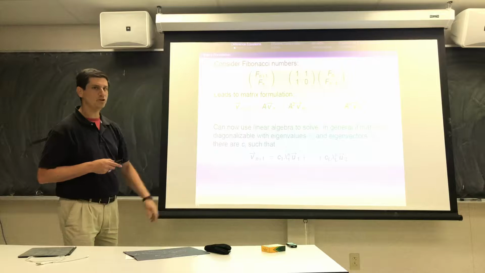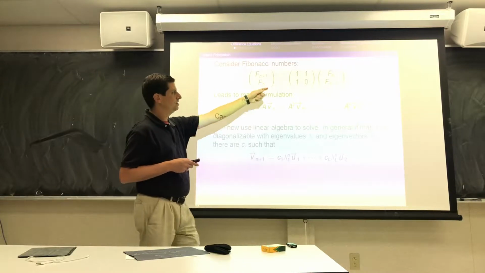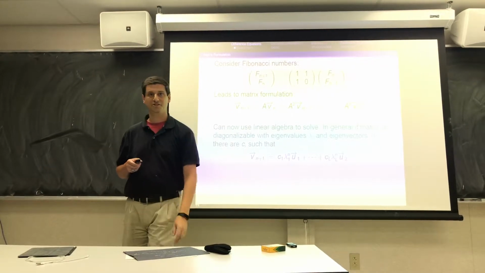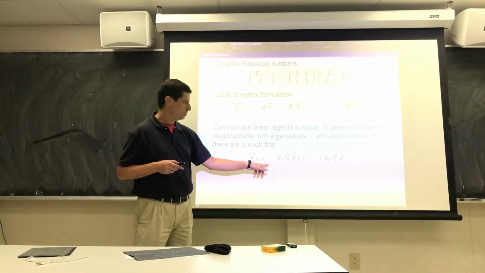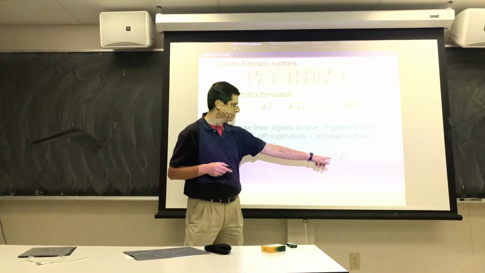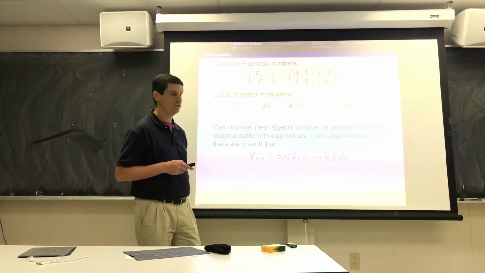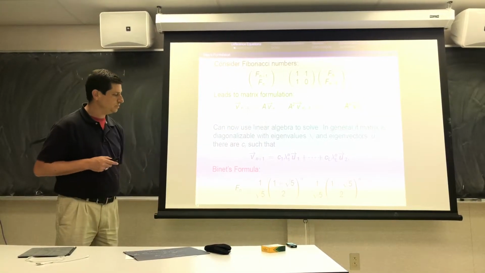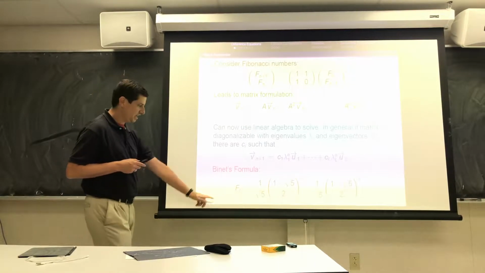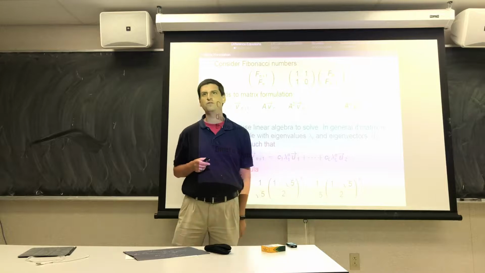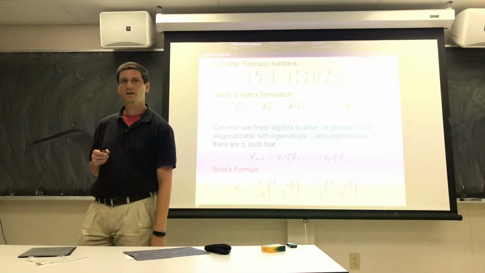And now we can use linear algebra. We have a matrix. This matrix can be diagonalized. And because it can be diagonalized, we then can write our vector in terms of some linear combination of the eigenvectors, the u's, the lambdas, and the coefficients. So for the Fibonacci numbers, we get one of my favorite formulas in all of mathematics, Binet's formula. The nth Fibonacci number here is an explicit formula for it.